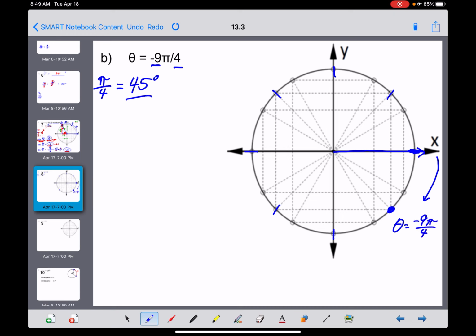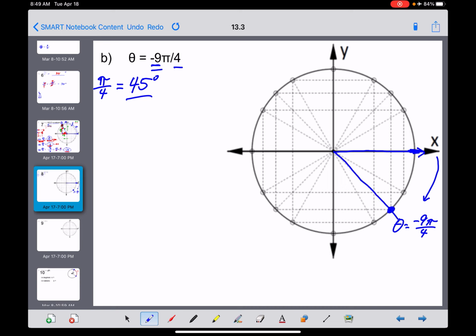We took 45-degree jumps or steps around the circle. We did 9 of them, but we worked in the clockwise direction because this angle was negative. So all that other fun stuff that I did, I'm going to erase now so we don't confuse you guys. And I would like to think that eventually, once we get the hang of it, you guys will be able to locate that angle very, very quickly. So here then is the terminal side of the angle.